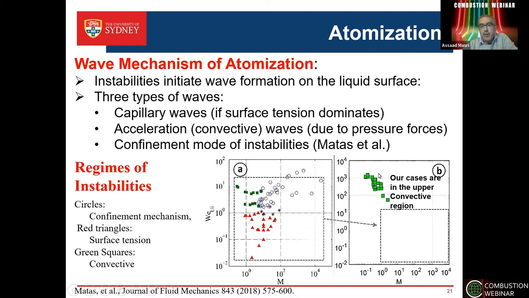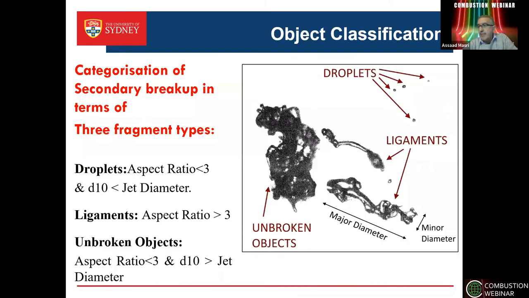Our results are plotted on the right-hand side of that, and the dotted box here refers to the regimes plotted by Matas. What our results confirm is that we are in the upper convective region of the instability waves that dominate the fragmentation, the atomization, in the sprays that we have considered.